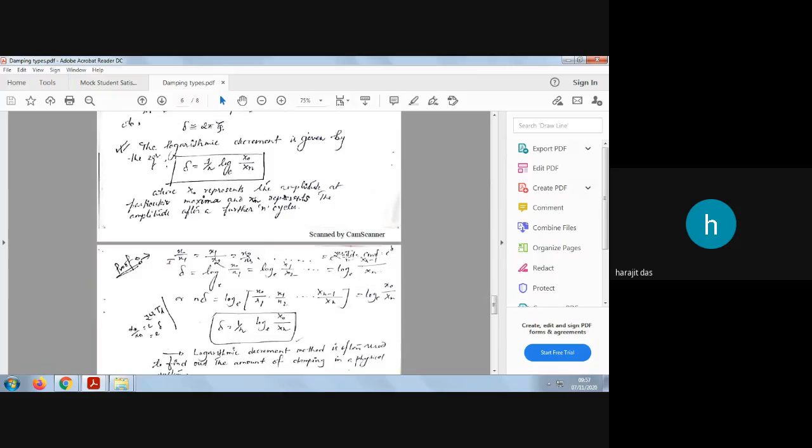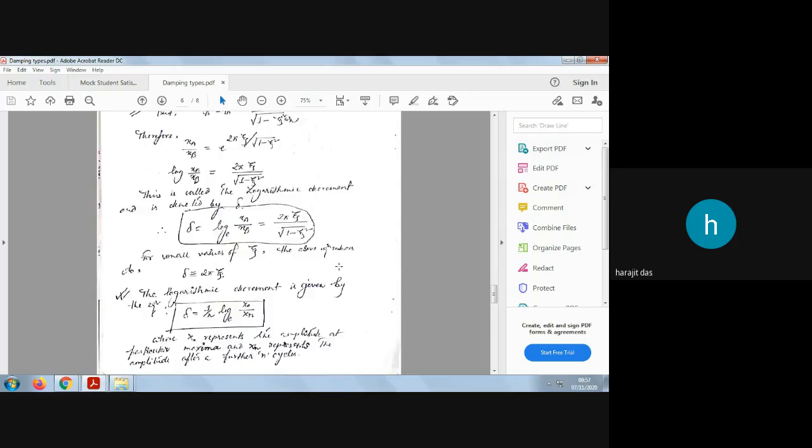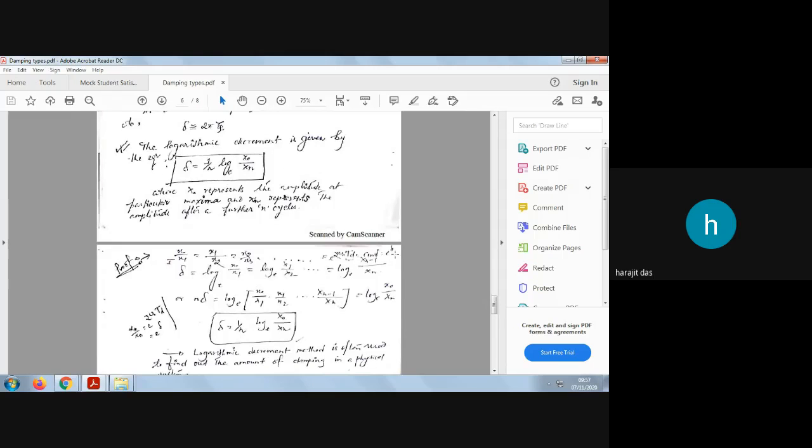Same thing, it is e to the power zeta omega n td. So this ratio is written like this, so it is constant. Here it equals a constant, or e to the power delta. Though it is not distinct, here I am just telling you that it equals a constant and equals e to the power delta.